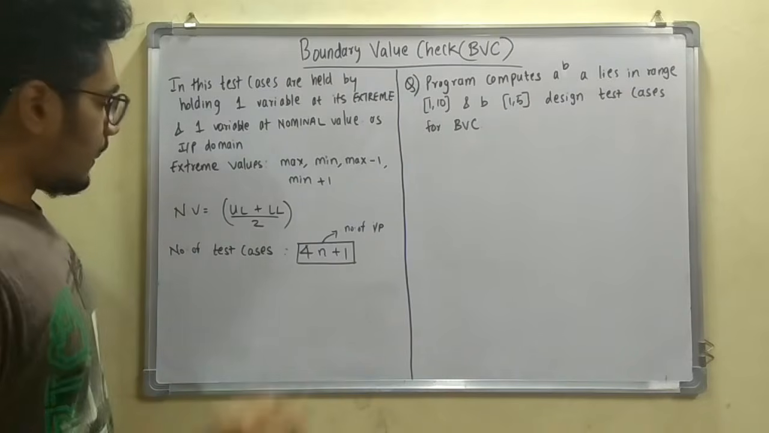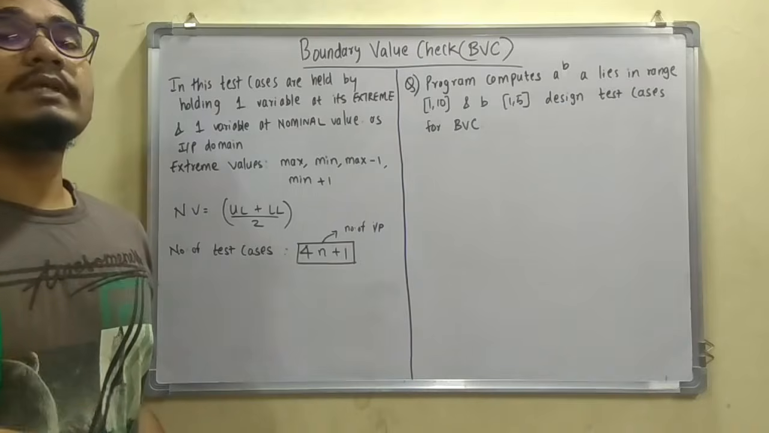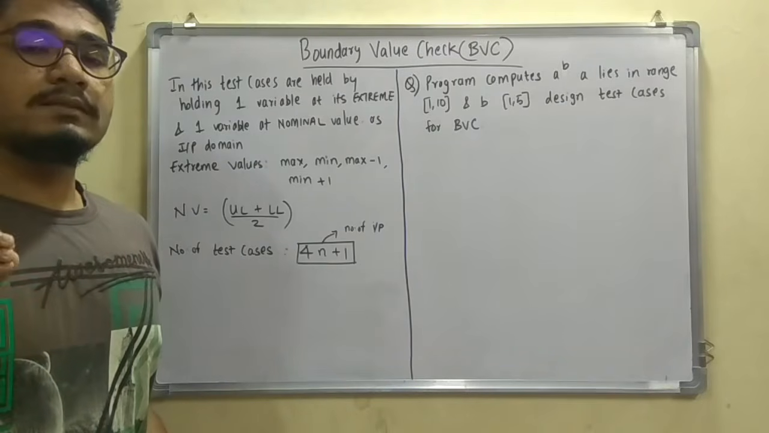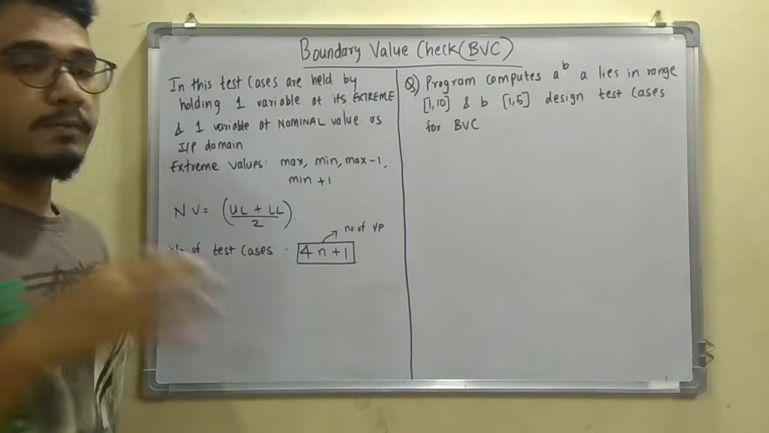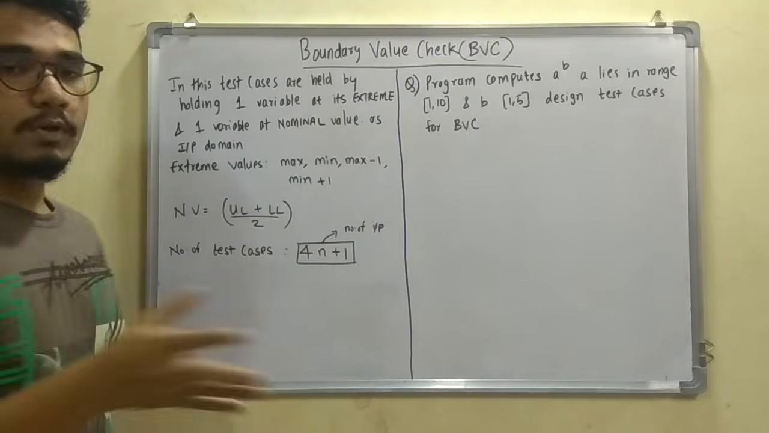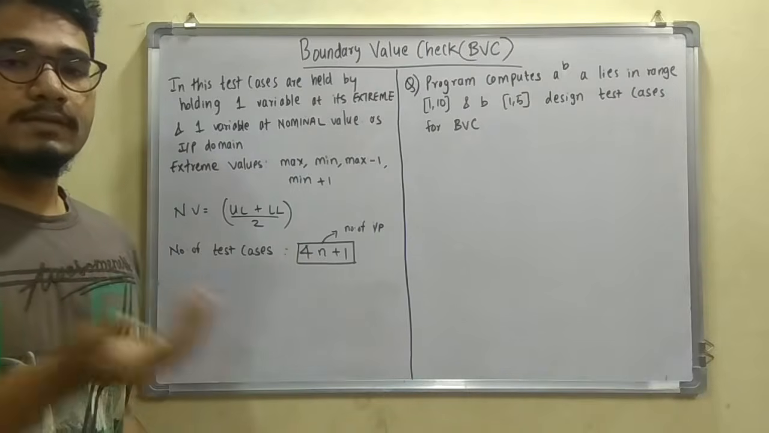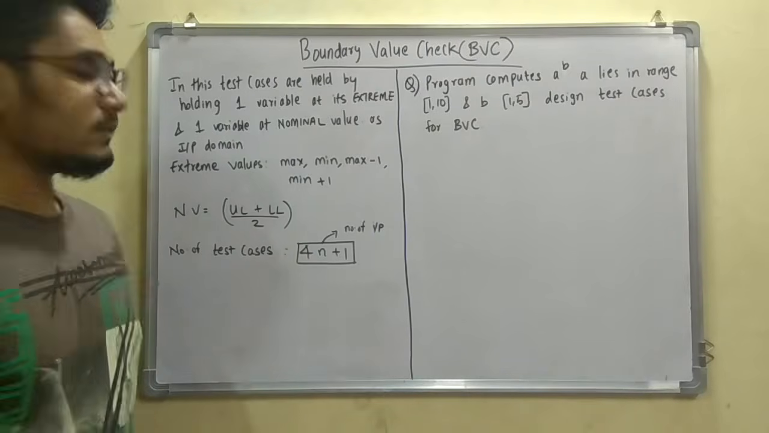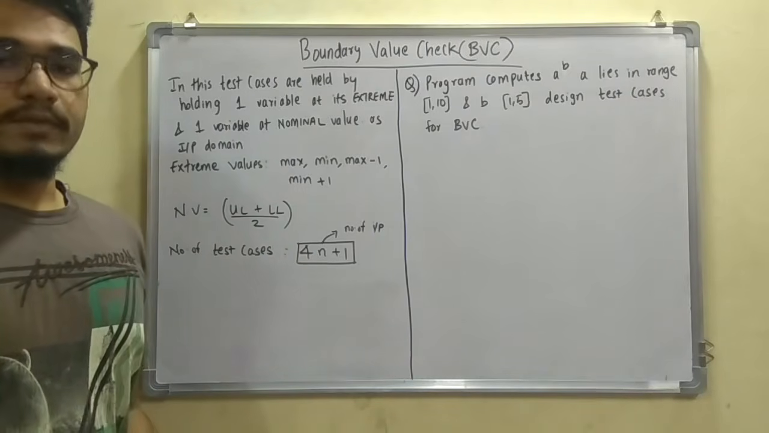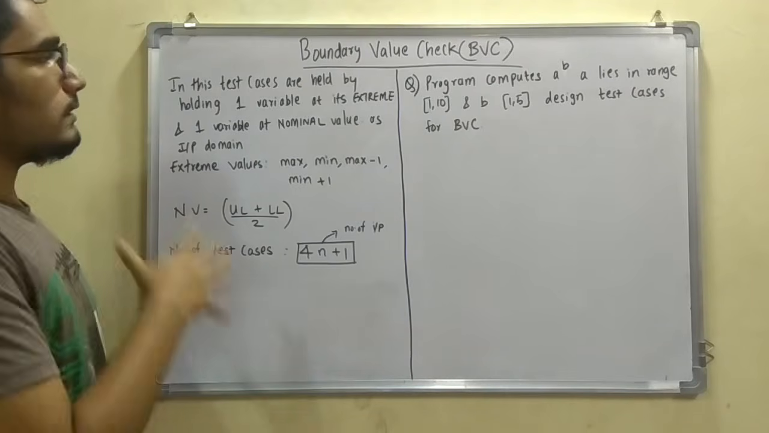And most importantly, how many test cases do we have to design for BVC? That is given by a generalized formula for BVC: 4n + 1, where n is the number of inputs. Obviously if n is 2, we'll have 4 x 2 = 8, plus 1, that is 9 test cases, or if n is 3 we'll have 13 test cases, and so on. So this is a brief introduction to the BVC.